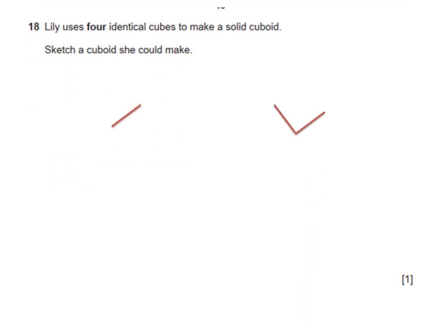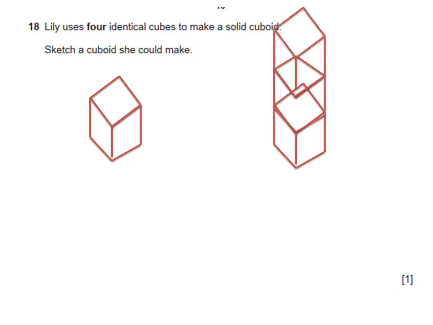Lily used 4 identical cubes to make a solid cuboid. Remember from year 5, we learned how to draw one cube, like this. When you draw the lines, connect them, and this is one cube. Then we need to repeat these steps 4 times to make 4 identical cubes. We can make it vertical like this one, or horizontal.